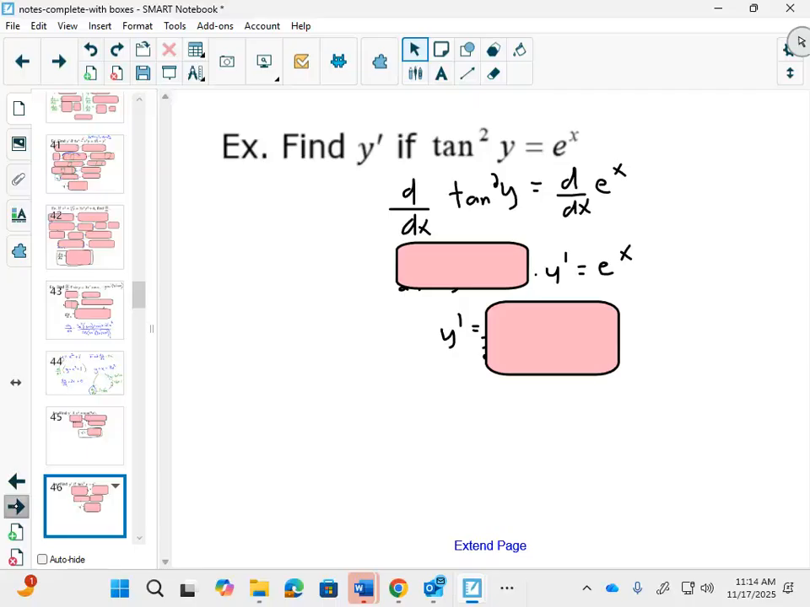So, outside first. The derivative of the exponent, the 2 would come out in front. Keep the inside the same. Multiply by the derivative of the inside. What's the derivative of tan? Secant squared. Keep the inside the same. Then what's the derivative of y? The derivative of y.